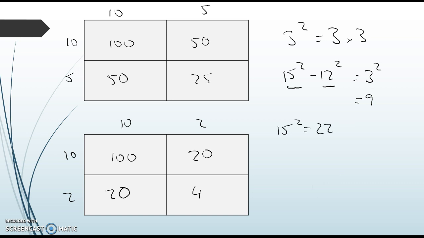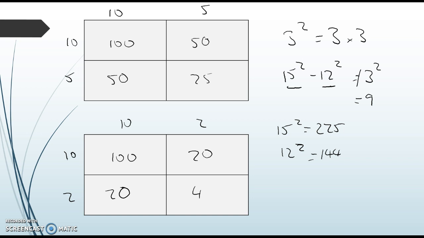225. Let's rewrite that. And we know that 12 squared, which is 12 times 12, 100 plus 20 plus 20 plus 4 is 144. And we can clearly see that the difference between those two numbers is not 9. It's actually quite considerably more at 81. So that is not the same as that.